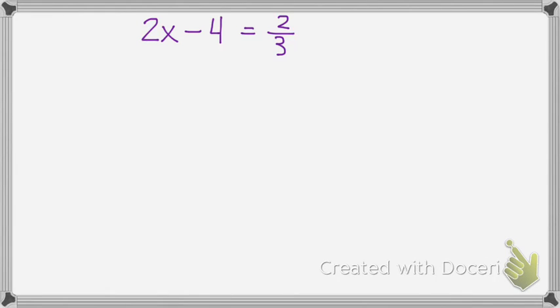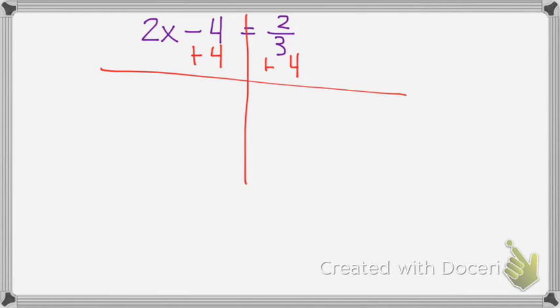Okay, so what I can do now, solving this equation, is use the addition property of equality and add 4 to both sides. So that leaves me with 2x is equal to 2 thirds plus 4. So I'm going to go ahead and rewrite 4 so that I can add it here.